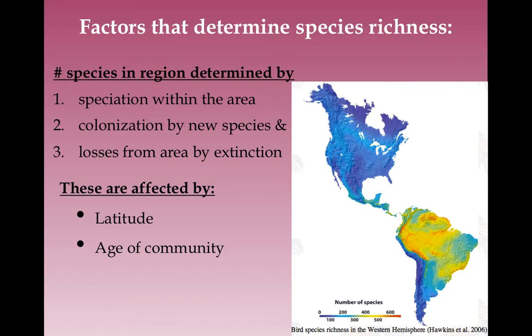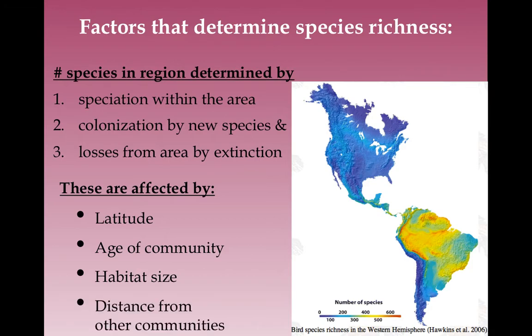So you're going to be able to have more species that can, as we talked about in class, partition those resources. And then the last two are habitat size. So bigger habitats tend to have more species in them. And then distance from other communities. So communities or areas that are very remote are going to tend to have fewer species than areas that are closer to a source of species.